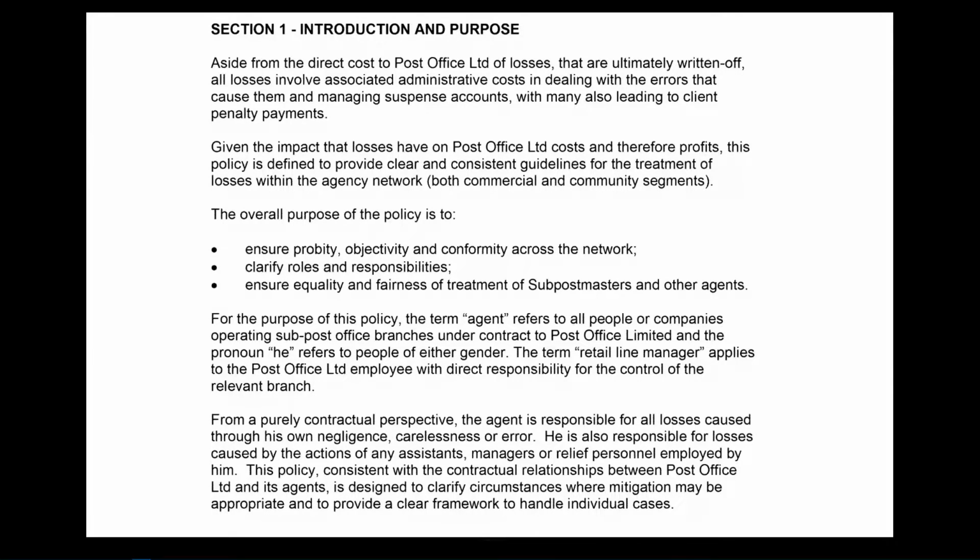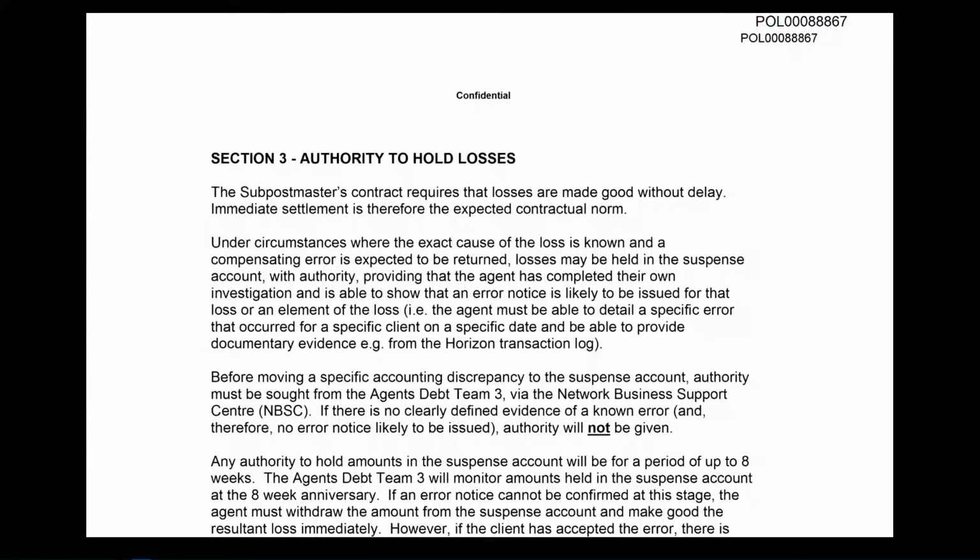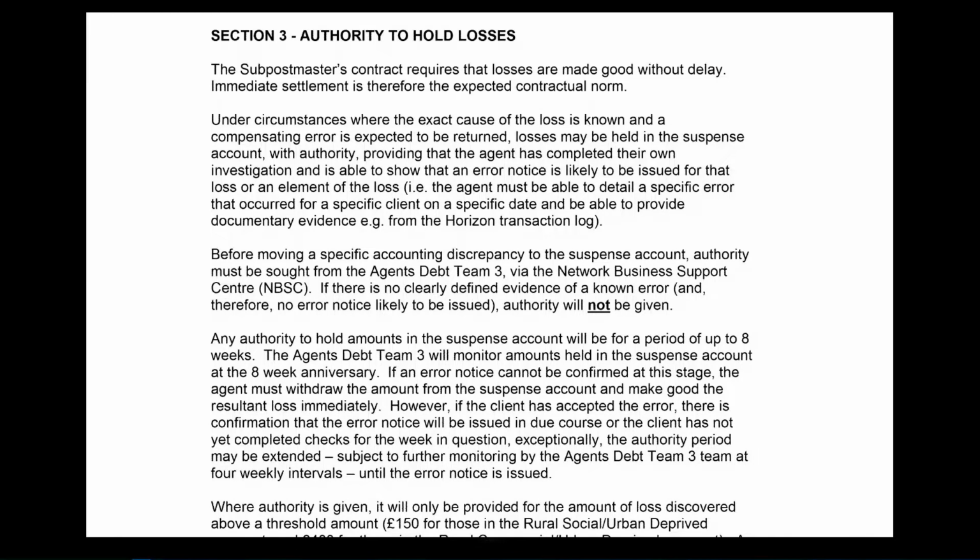If we scroll down, there's section 2, prevention of losses. And in essence, it says there that there should be good accounting practices to prevent losses in branches. That's the most effective way of reducing losses. Is that a fair summary? Yeah. And it's over the page to section 3 that I'd like to spend a little bit of time on this afternoon. Can I ask you to look at the first 2 paragraphs there and to read those perhaps to yourself and to take us through those first 2 paragraphs?